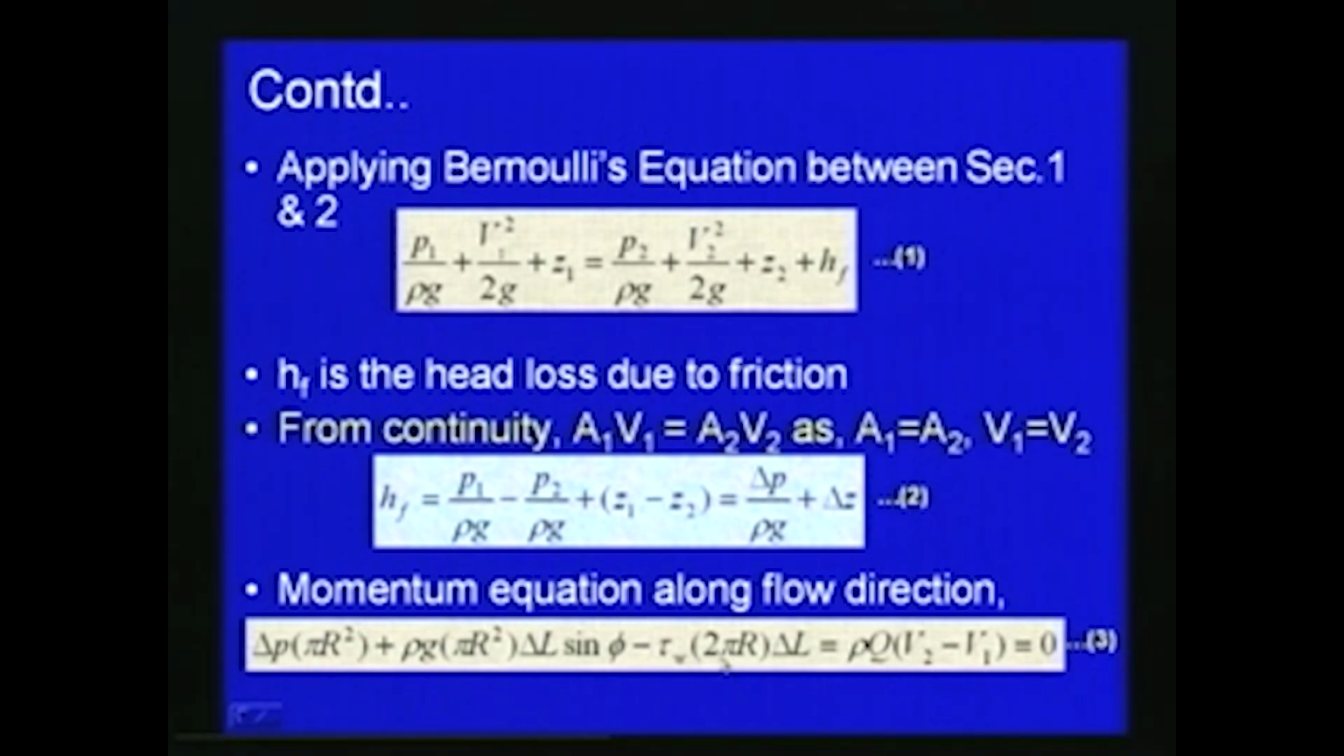Here q is the discharge through the pipe, and r is the radius of the pipe. The forces acting on this pipe element between section 1 and 2 are the pressure force, the weight of the liquid between section 1 and 2, and the shear force.